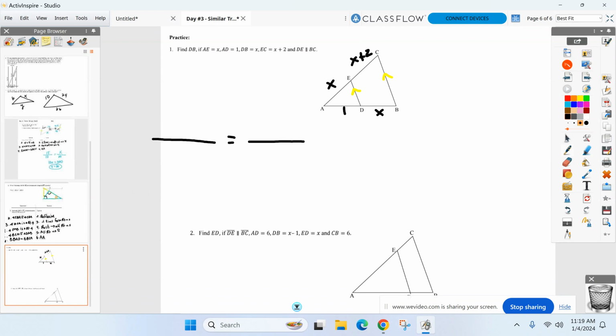Full sides only, not partial sides. Full sides only of each triangle. X plus 2 should not appear in our proportion. All right, so let's talk.